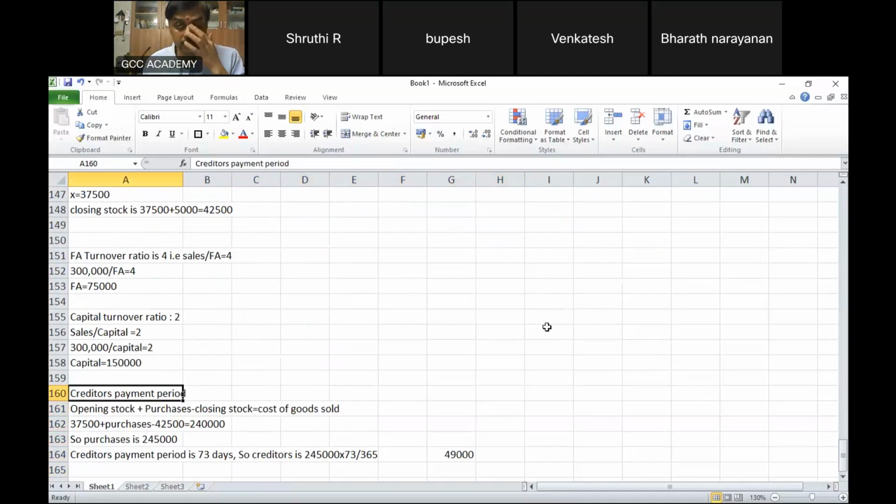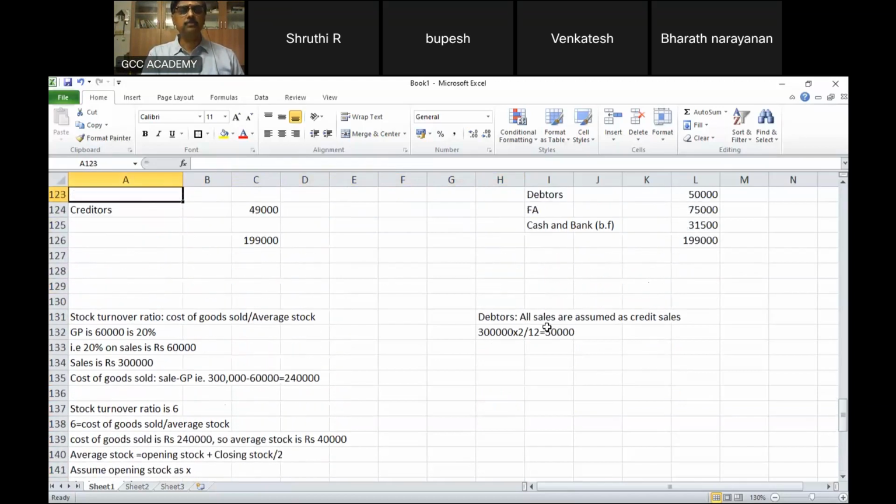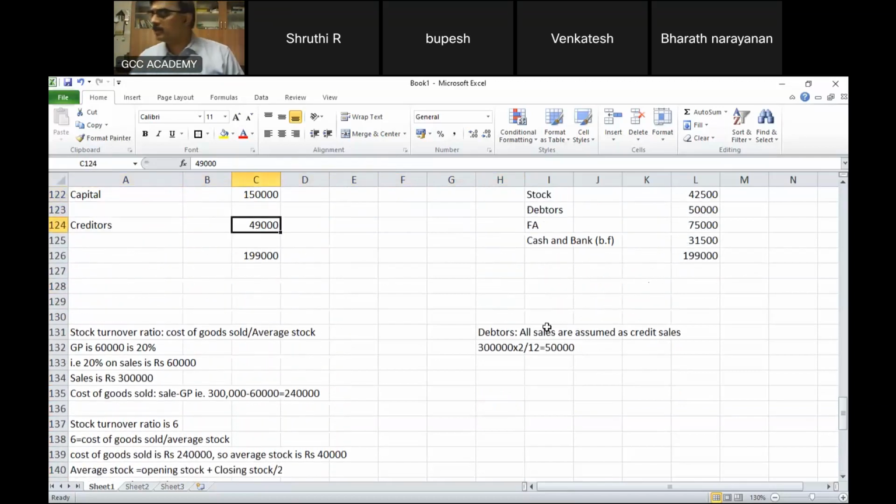We know what is opening stock, we know what is closing stock. So we are determining the purchase figure as 2,45,000 and into 73 by 365 is creditors. So we got creditors figure of 49,000. Capital figure is not given to us. Capital is given as what? Capital turnover ratio is 2. So sales by capital is 2. Sales is 3 lakh. So capital is 1 lakh.